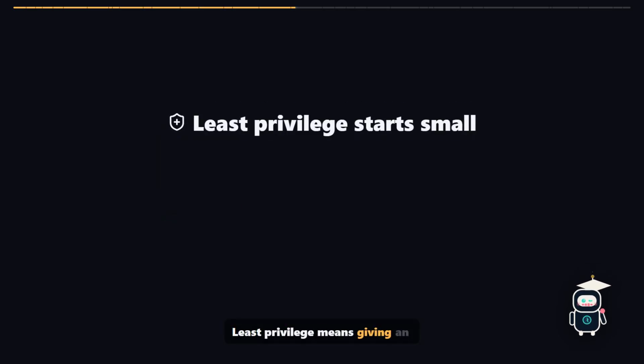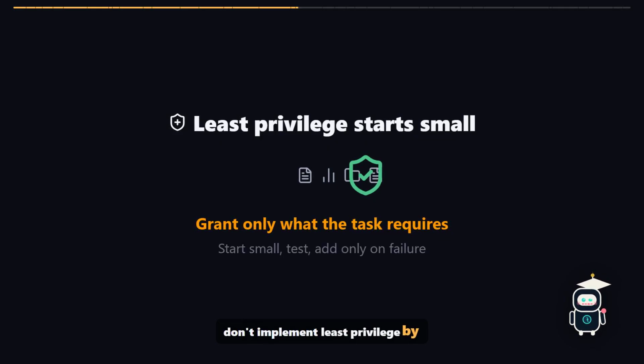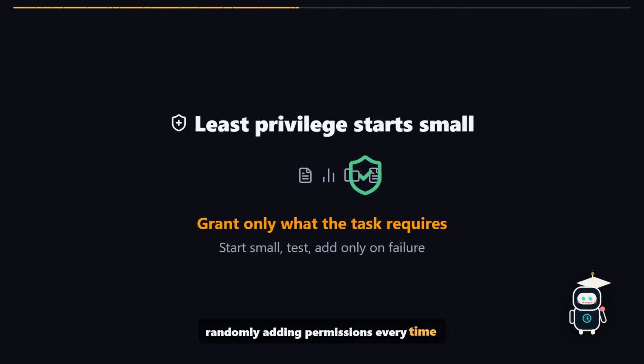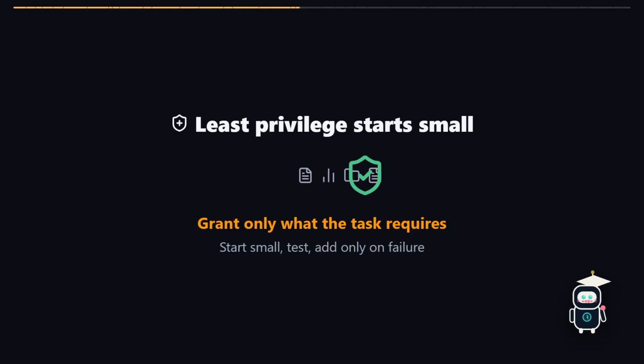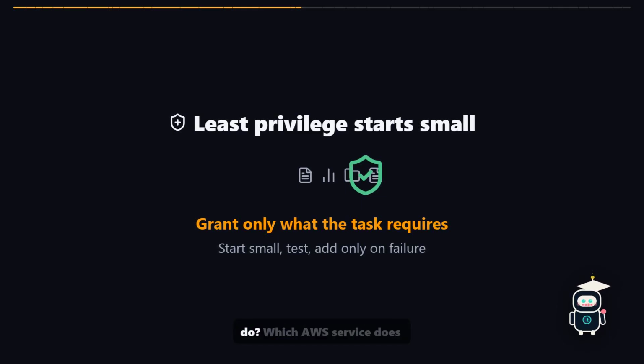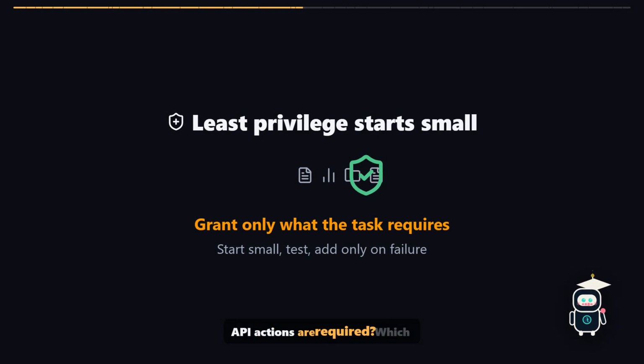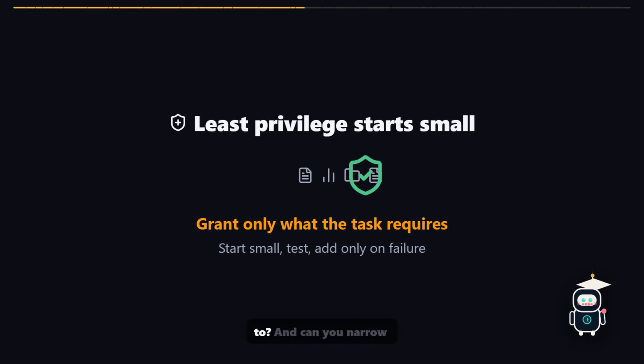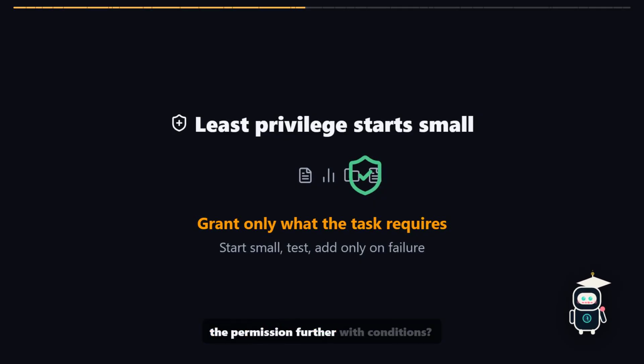Least privilege means giving an identity only the permissions required to perform its job. But don't implement least privilege by randomly adding permissions every time an application throws an error. Start with the workload. What does it actually need to do? Which AWS service does it need to call? Which API actions are required? Which resources should those actions apply to? And can you narrow the permission further with conditions? Build the smallest practical policy from those requirements.